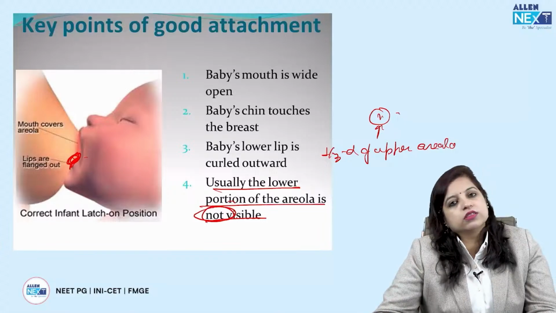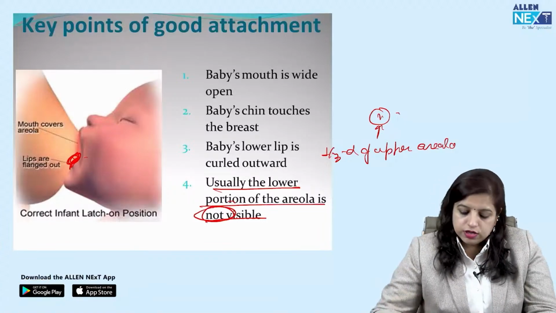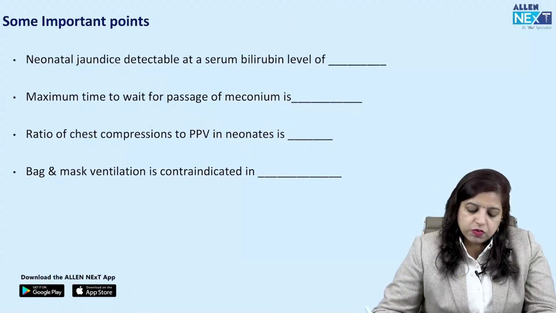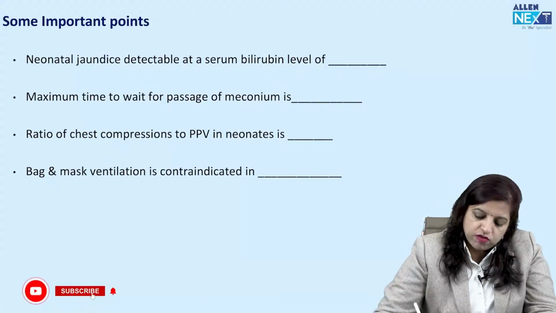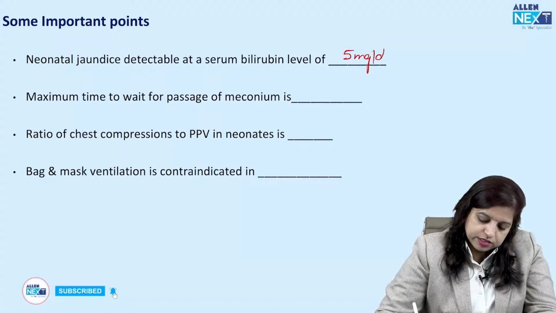Why am I telling you all this? These are all that has been asked in your exam, right? Now, some important points. Neonatal jaundice is detectable at a minimum serum bilirubin of 5 mg per deciliter, right?